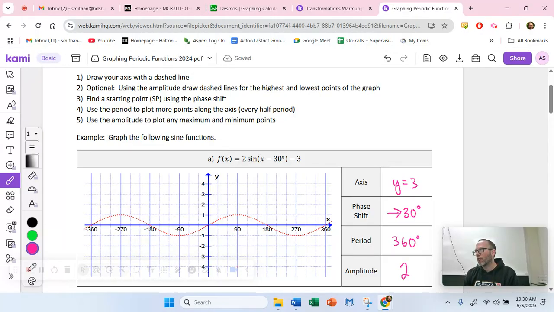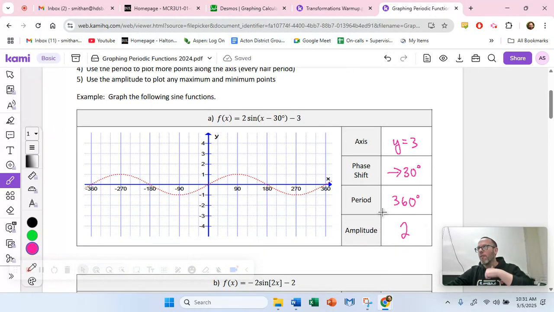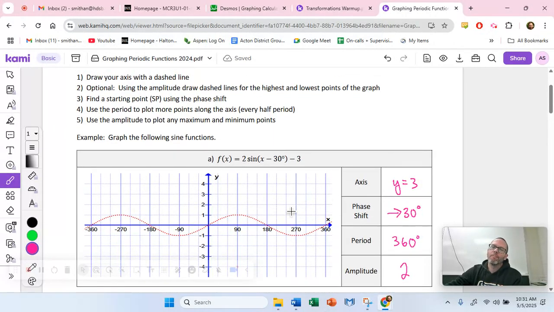So how do we sketch it? So this algorithm will never fail you. Well, unless there's some user error, but it's not my fault. The algorithm is good. I kid.